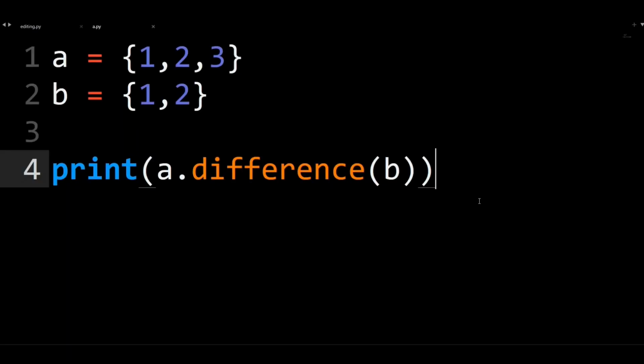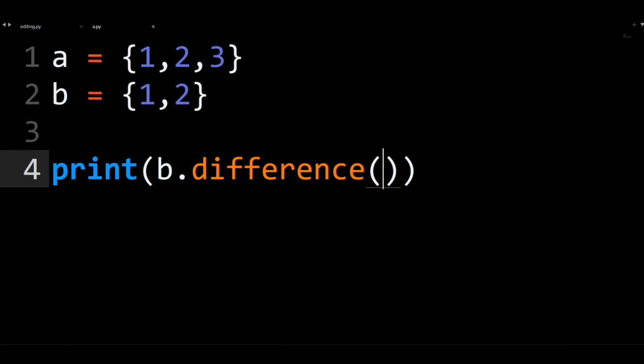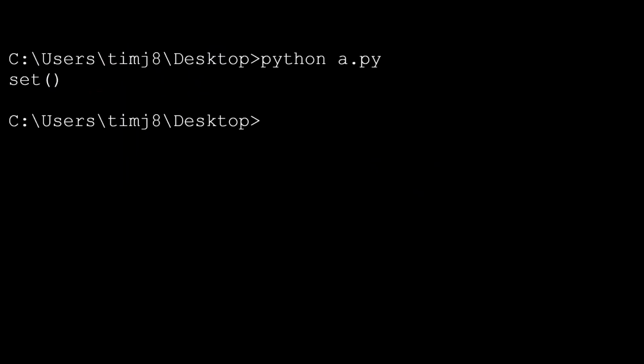Let's do another example. Print B.difference A. What elements are unique to B? If we run the code, we'll see an empty set, meaning no elements are unique to B.